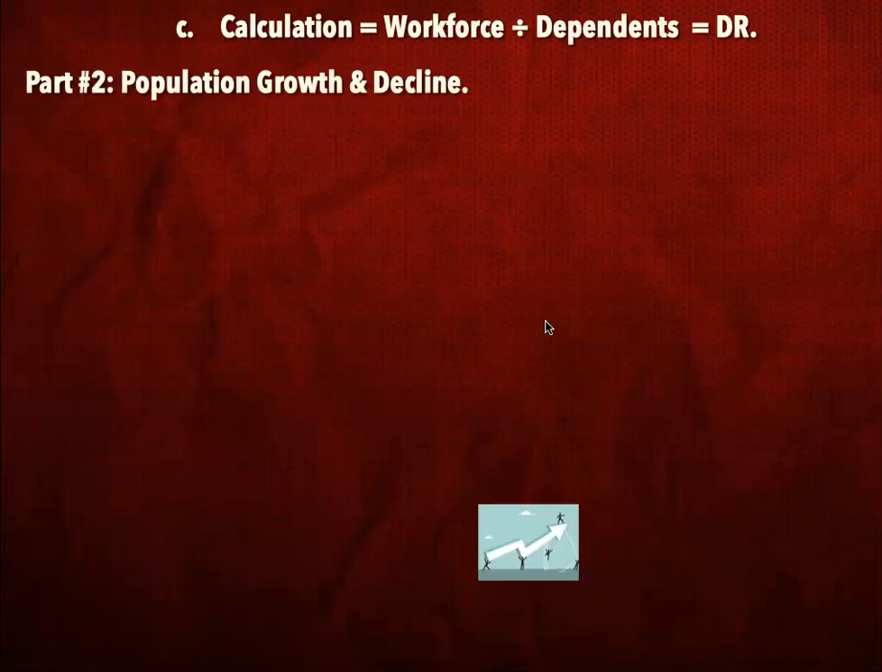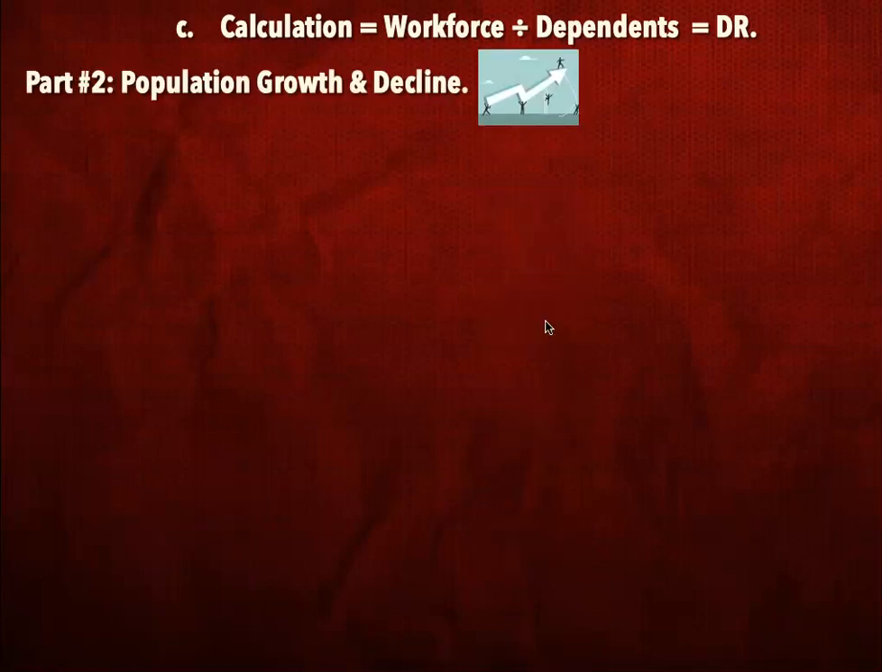C there is just kind of getting into this whole idea of again, how do we calculate some of this? And so, workforce divided by dependents, that's what gives us our dependency ratio, okay? Just in case you want to know how that all works. All right, I'm not going to get too far into this, but moving into part 2 of our look at population.